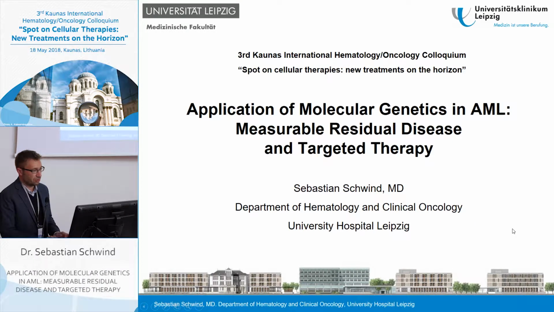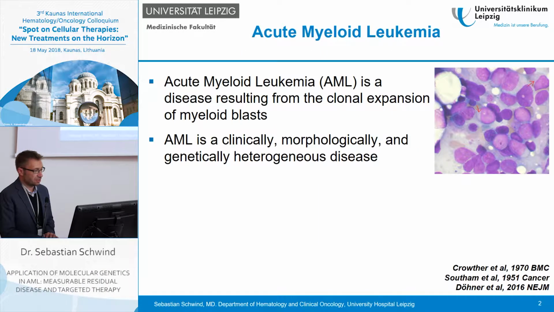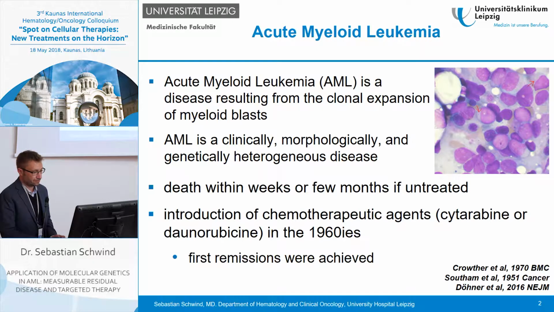So as most of you know, acute myeloid leukemia is a disease resulting from the clonal expansion of myeloid blasts. And this disease is clinically, morphologically, and genetically very, very heterogeneous. Untreated, it is deadly within a few weeks or months.